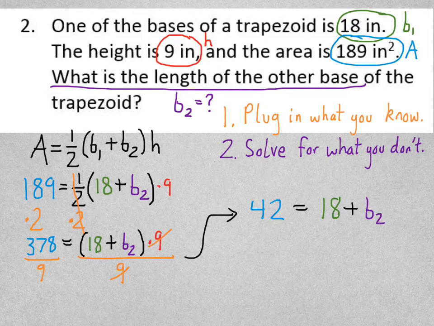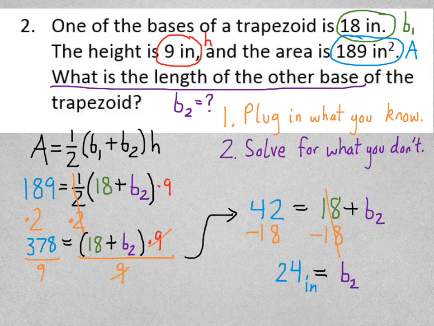Alright, so how do I get rid of the 18? The 18 is added, so in order to undo adding 18, I need to subtract 18. Okay, 42 minus 18 is 24, and then I have just b2 on the other side. Am I finished? Don't forget the units. That would be inches.